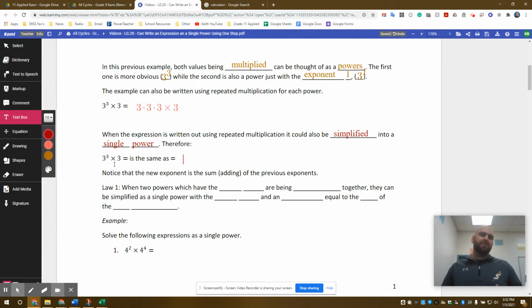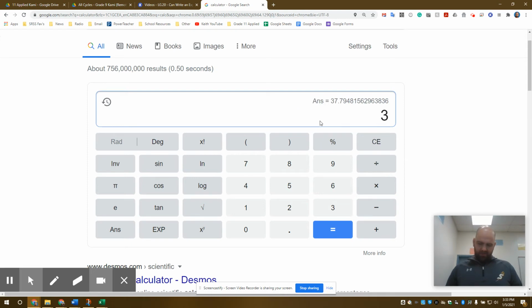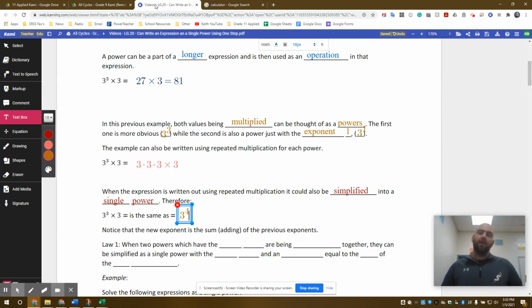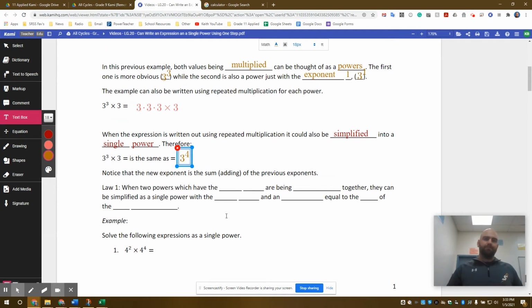So we could think of this: 3 cubed times 3 could be the same as 3 to the power of 4. In fact, 3 cubed times 3 is 81, and 3 to the power of 4, well, let's check this on the calculator. 3 to the power of 4 is 81. Look at that, it gives us the same answer. Notice that the new exponent is just the sum of the previous ones, and remember, we're considering the second piece to have an exponent of 1. So 3 plus 1 is just 4.